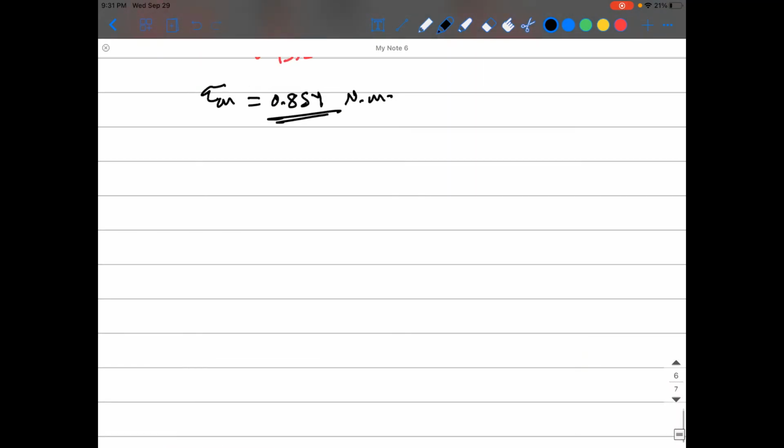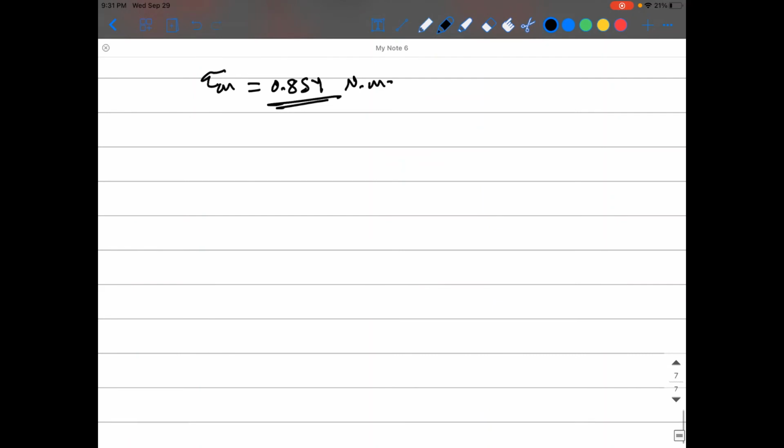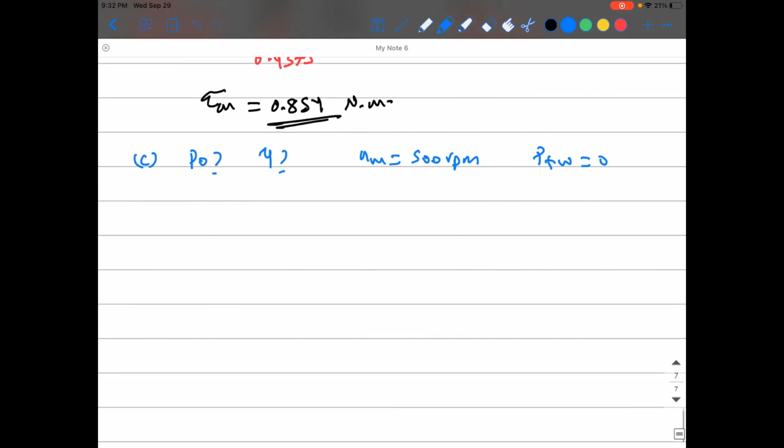So we need to find the output power and efficiency. We will be going almost the same way we did before. Okay? And the last example. So find P output and efficiency at the same speed, 500 RPMs. Considering this, the mechanical losses, P friction windage, equals 0. Okay, guys? So, should be the same idea we've been talking about.